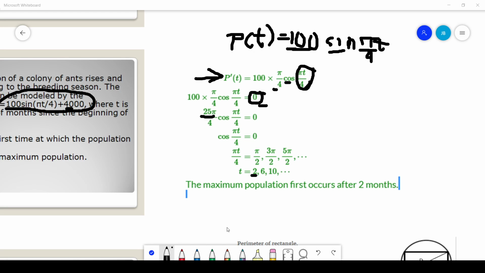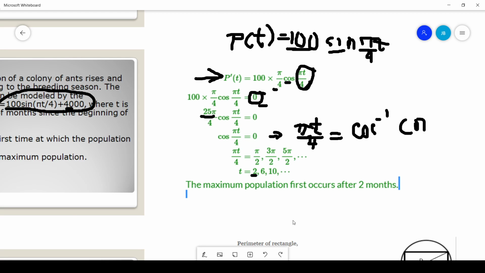Okay, so most of you might get confused. Where did I get the answer 2, 6, 10? All right. So you simply use arc sine here. But this is not an inverse trigonometric, since we did not derive using an inverse trigonometric function. So it is cosine inverse of 0. Remember to put your calculators on radians to get the answer.